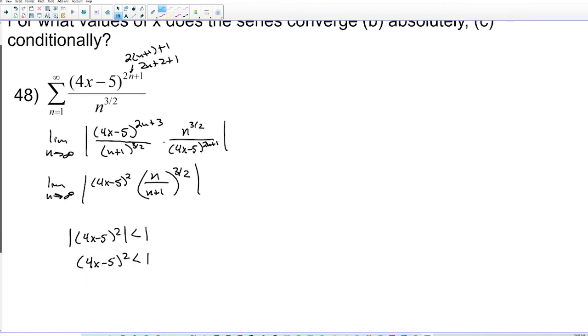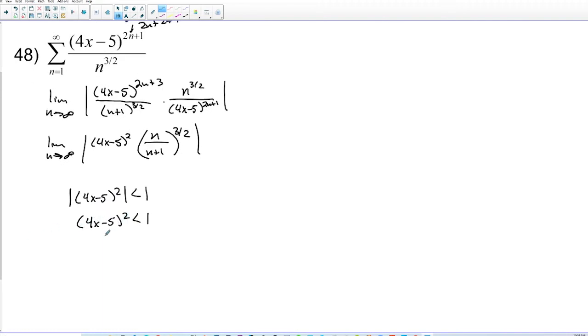And when we square root both sides, the square root of this squared is the absolute value of 4x minus 5. That has to be less than 1. So right here we can say, if this is squared and has to be less than 1, then what's on the inside must be less than 1. In order to square a value that ends up being less than 1, the original, what you're squaring, has to be less than 1 as well.